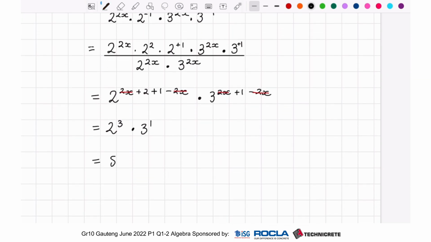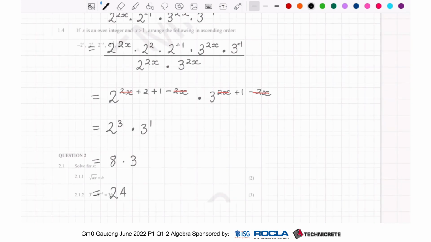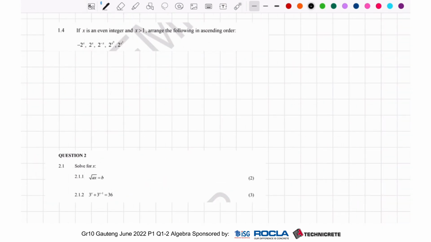And 2 to the 3 is 8, 3 to the 1 is 3, and this is 24. And then the final part of question 1 is 1.4, and we're given the following information, that x is an even integer and x is greater than 1. And we're asked to arrange the following in ascending order, so we're arranging these from smallest to biggest.